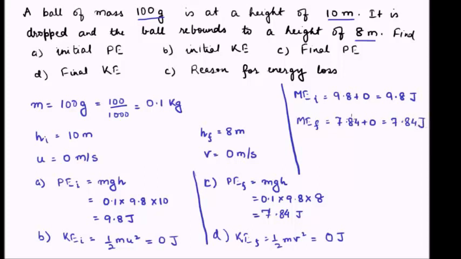So clearly there is a loss in the mechanical energy during the process. Now the question asks us to state the reason why there is a loss. There can be several factors contributing to the loss. When the ball is rebounding from the surface, a part of the energy is lost as heat and sound. So there is a loss in the form of heat, and loss as sound energy.